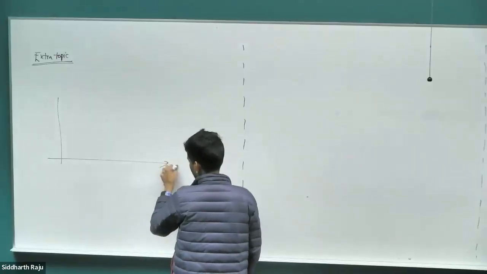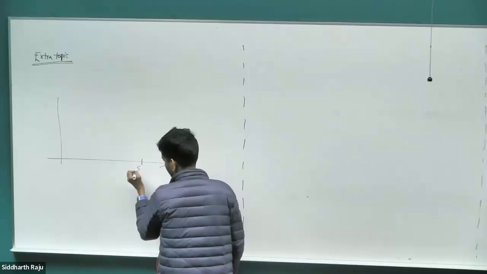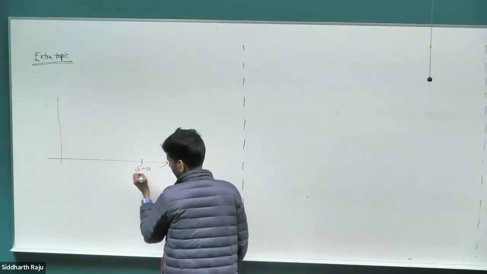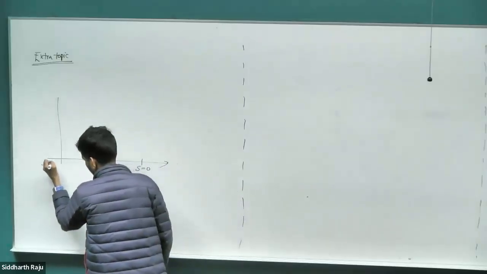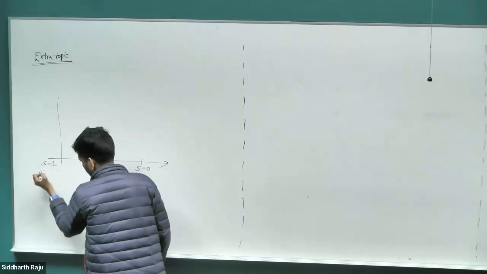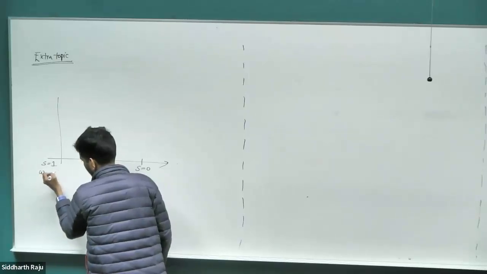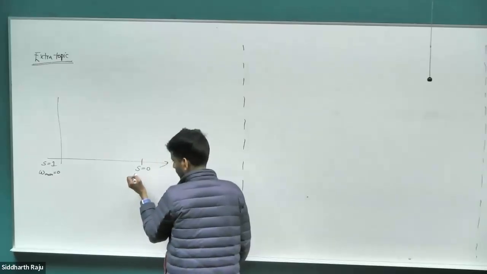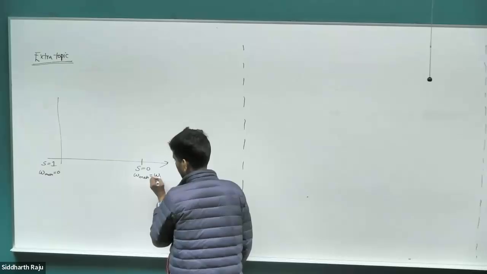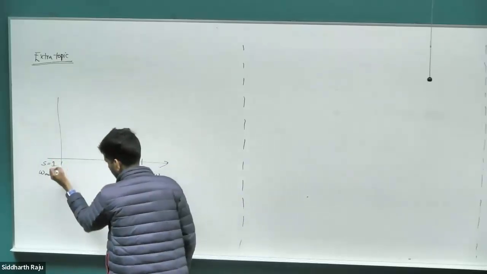If this is the slip axis, slip equal to 0 is here, slip equal to 1 is here. This is the same as omega mech being 0, and this is the same as omega mech being equal to omega synchronous. Okay?